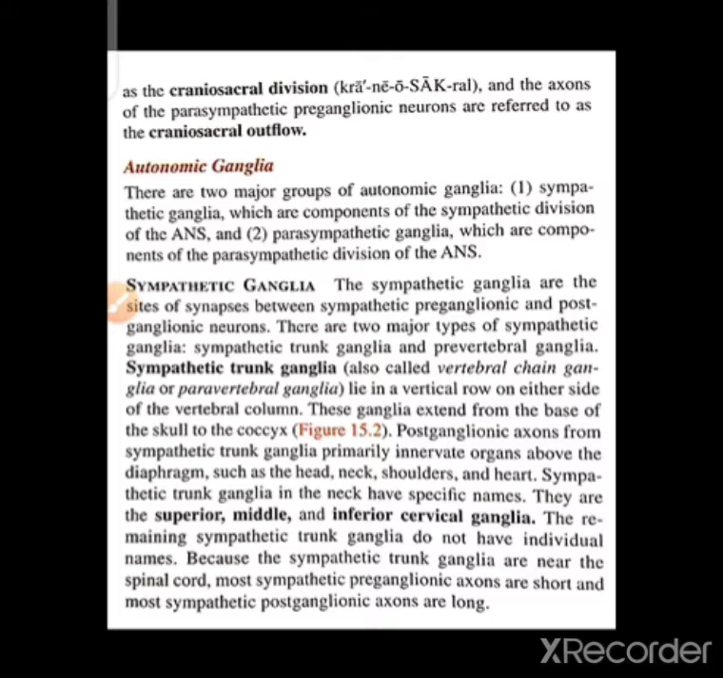Most sympathetic preganglionic axons are short and most sympathetic postganglionic axons are long, because the preganglionic axons come out of the spinal cord and make the synapse with the postganglionic neurons in the ganglia near the cord. The postganglionic nerve fibers are long because they travel from the ganglia to the effector organs. So they are longer.